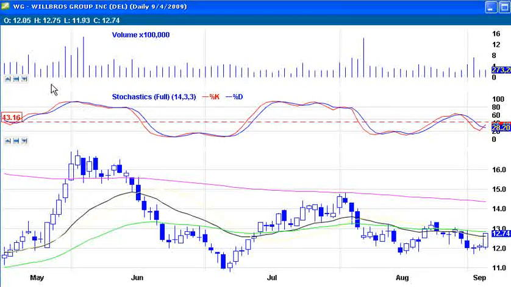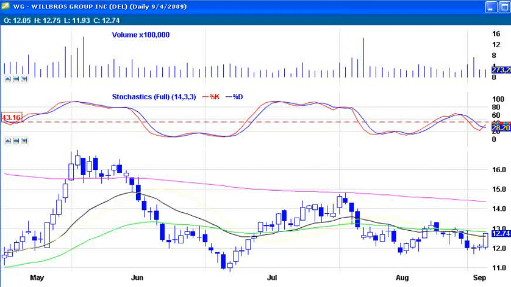Here's Wills Brothers Group, WG. Love this setup. Here you have the 200 period moving average being tested once, twice, and we have a pullback. Nice volume today. So everything looks really good on this one. I'm looking for this one to retest that 200 period moving average.